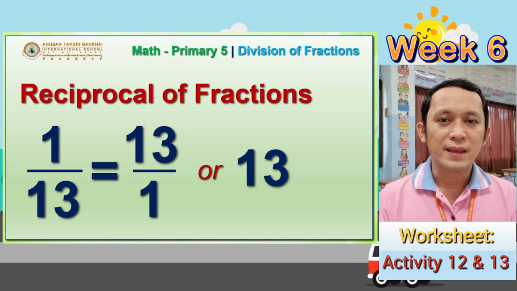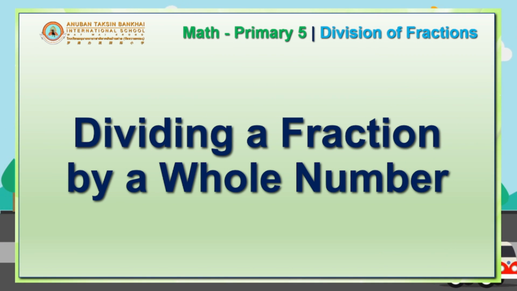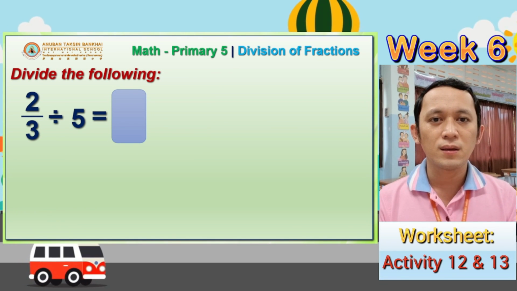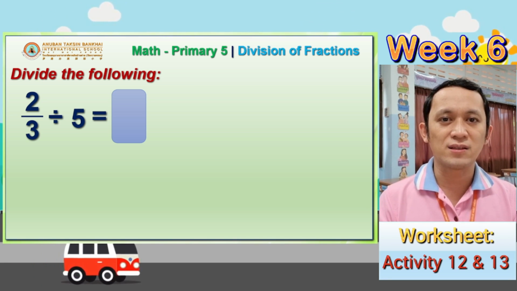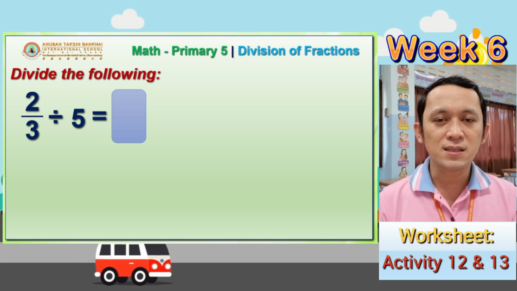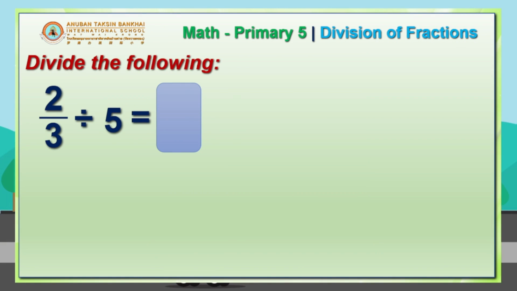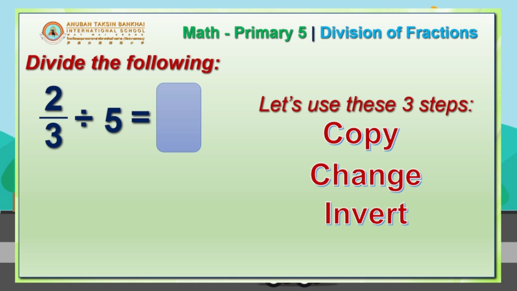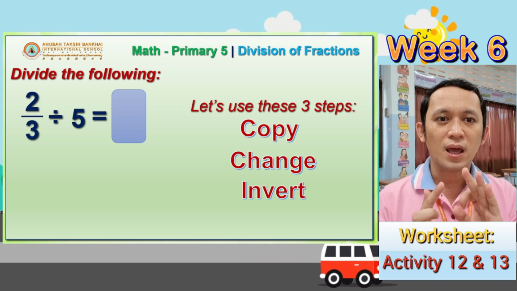Okay? Now, let's discuss dividing a fraction by a whole number. So, let's have here the example. Divide the following: 2 over 3 divided by 5. So, let's answer this one. Now, let's use this method of 3 steps. First we copy, second we change, and third we invert. So again, 3 steps: copy, change, invert.